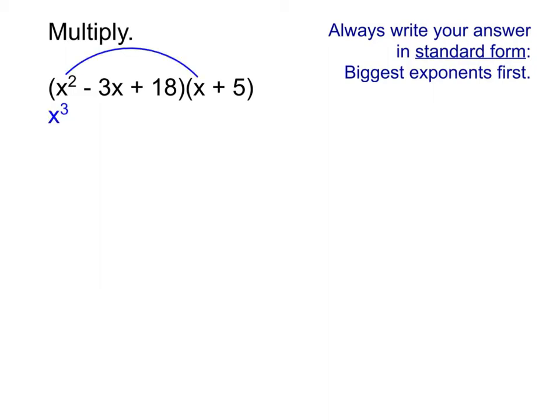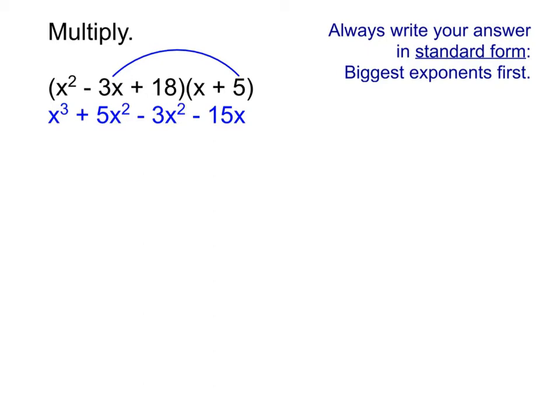And so when multiplying everything in the first by everything in the second, I'm going to start by multiplying the x squared by both of these terms. So when I do x squared times x, that gives me an x cubed. Then I take the x squared and I multiply it by the 5. So I'm multiplying the x squared by both of the other terms. Having done that, I now turn my attention to that minus 3x. So I do the minus 3x times x, and again the minus 3x times the 5.